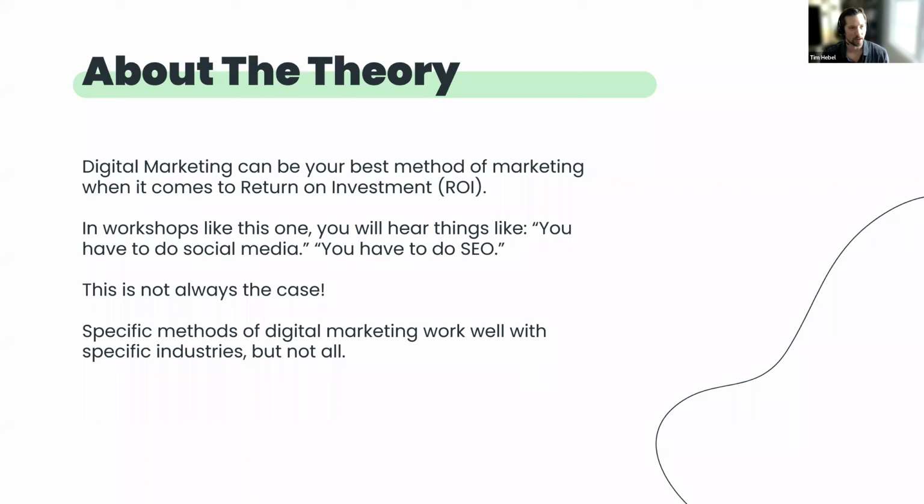But what we really want to watch out for is that in workshops and seminars like this one, you'll hear the presenter say, oh, you have to do social media. Everyone has to be on social media. They'll say, you have to do SEO. Make sure you do all the SEO you can to get your site ranking. But we'd like to challenge that thinking and say that that is not always the case. Specific methods of digital marketing work really well with certain industries or certain budgets or certain goals, but not all. So we would rather you focus your time on the services that are actually going to make them work for you.